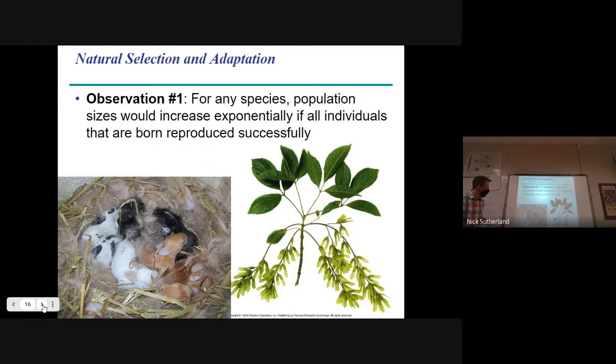Okay. Observation 1. In his studies in the Galapagos, he found that for any species that he saw, population sizes would increase exponentially if all individuals that are born reproduce successfully. That makes sense, because what we see in the human population is just that. Most of the people who are born reproduce successfully. Our population has grown exponentially over the course of the past 200, 300 years, whatever it's been.